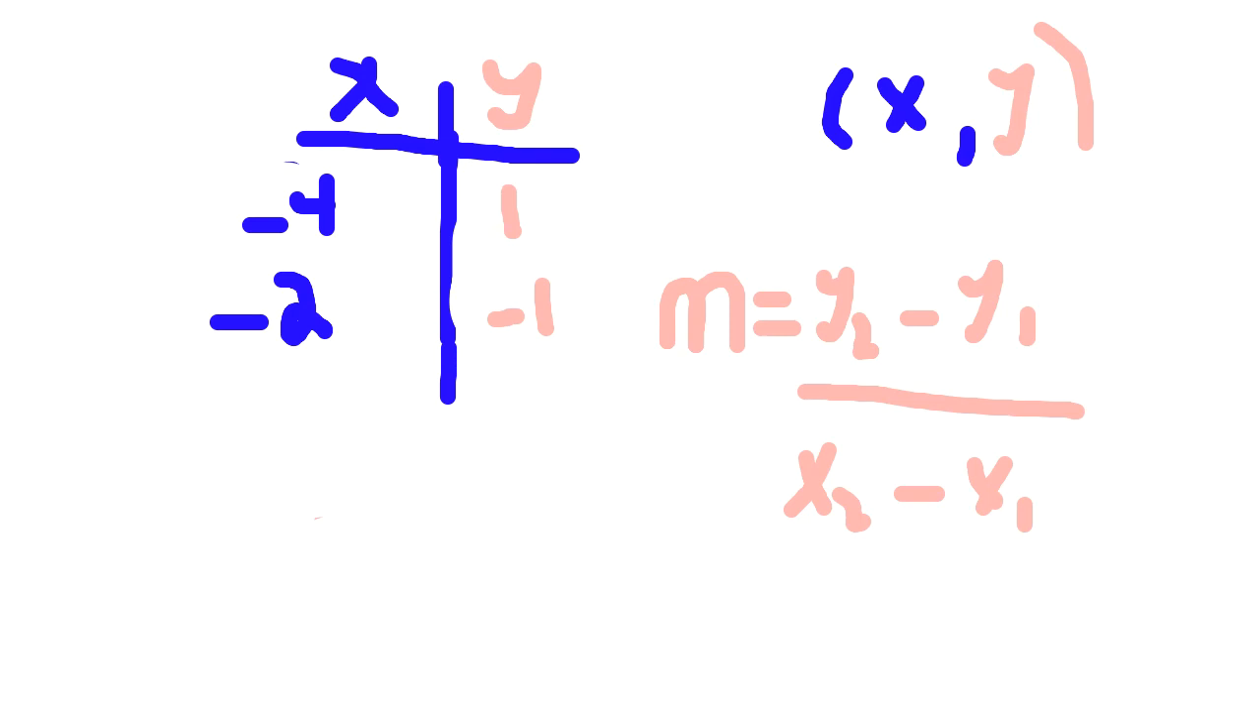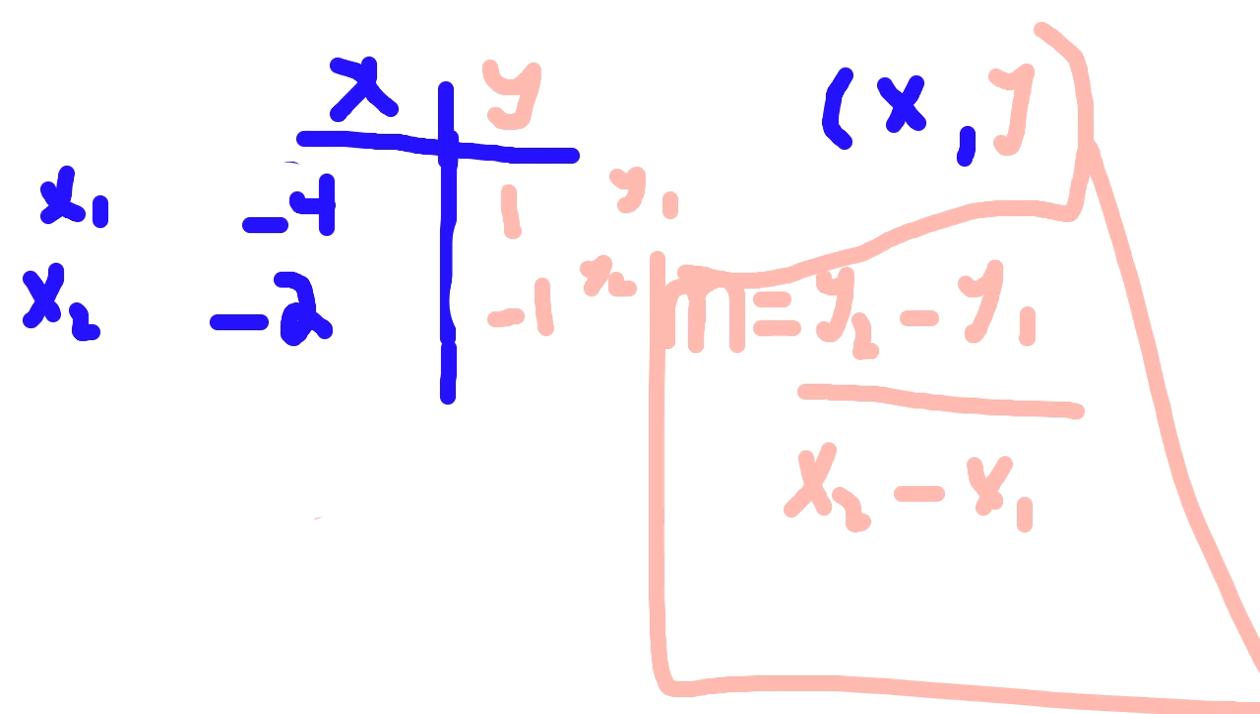Okay, so I'm going to label them for you to make it easier. So once again, this is your first x, x1, -4. -2 is your second x, x2. And then coming to your y's, the number 1 is your first y, y1. -1 is your second y, y2. So you're going to replace them in the formula, in this thing right here.